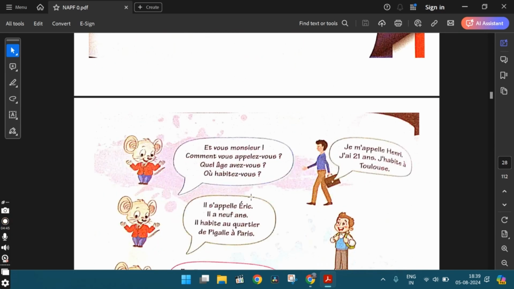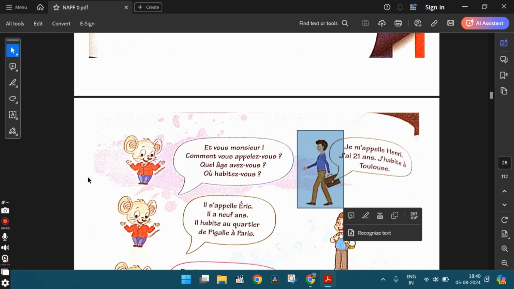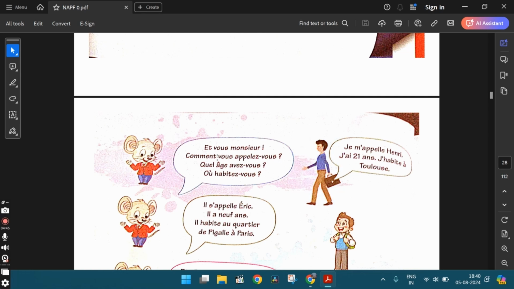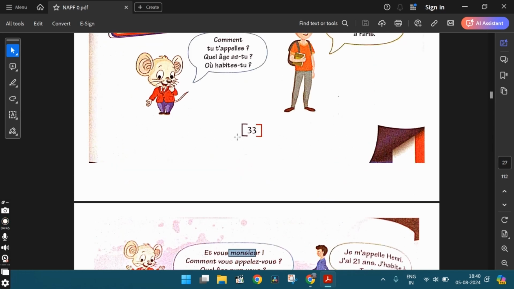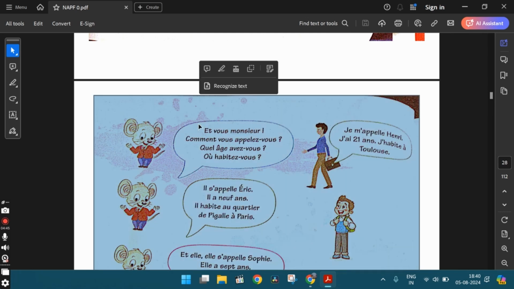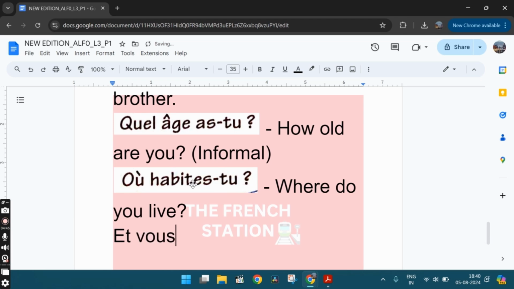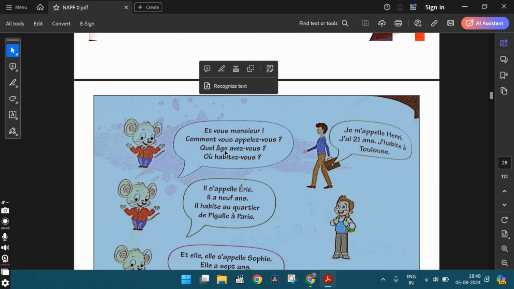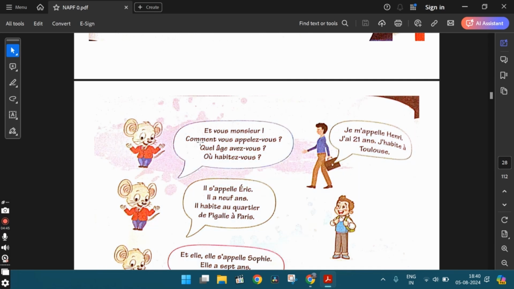Let's move ahead. Next, we see that Didu is talking to a professor or someone who's elder to him. So it's a formal situation. And so Didu uses words like monsieur, and instead of tu, the word vous is used. Let's go through this. Et vous, monsieur. So et vous is nothing but and you. So Didu says, and you, sir. Comment vous appelez-vous? What is your name, or how do you call yourself?